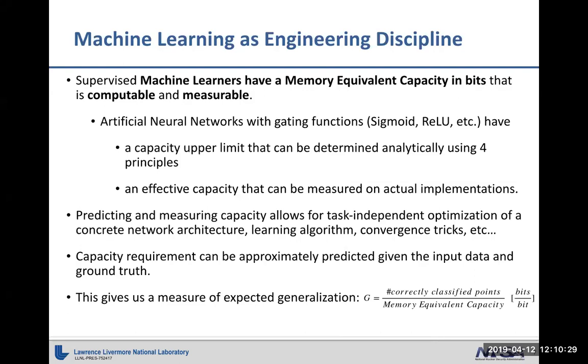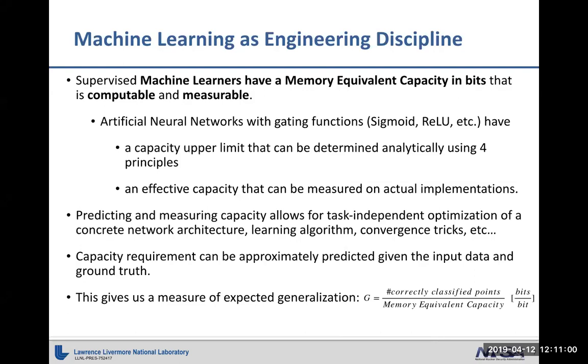An effective capacity can also be measured for an actual implementation. You can just go and measure. Measuring takes a while, but it works. And predicting and measuring the capacity, first of all, allows for task-independent comparison of different machine learners. It's sort of like an IQ, okay? What could I learn with this thing without knowing the task? And then the capacity requirement can also be approximately predicted given a machine learner and the training data that I have.